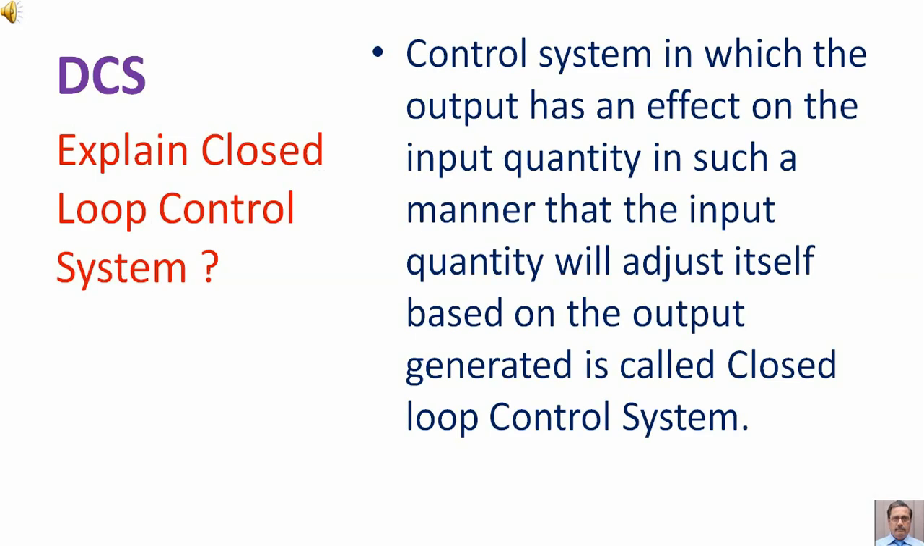Explain closed loop control system. Control system in which the output has an effect on the input quantity in such a manner that the input quantity will adjust itself based on the output generated is called closed loop control system.